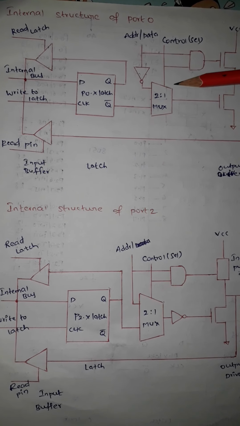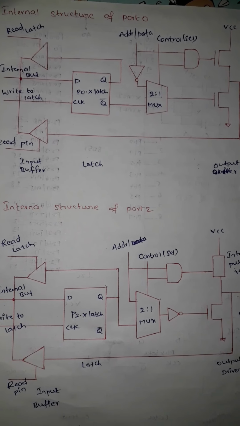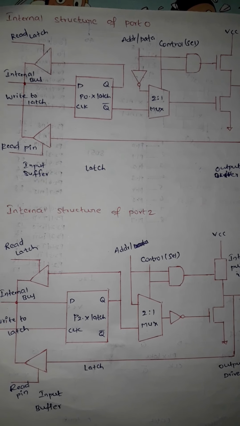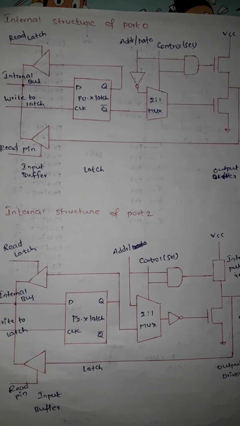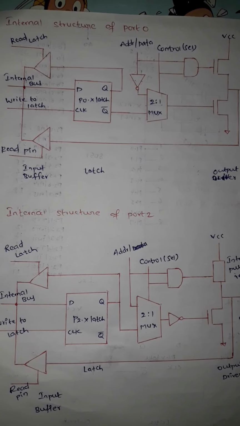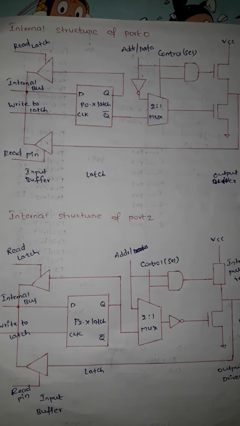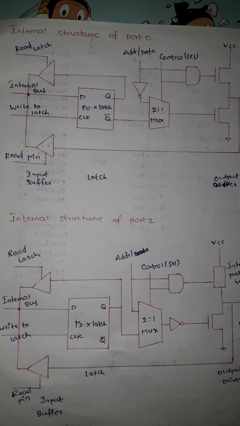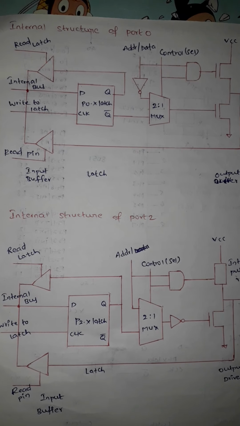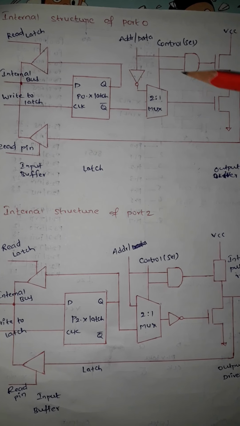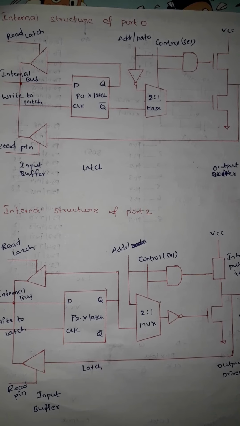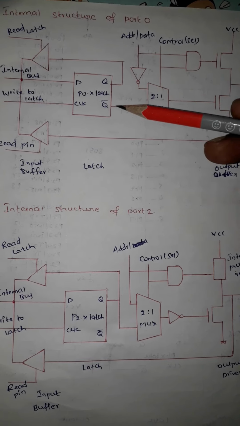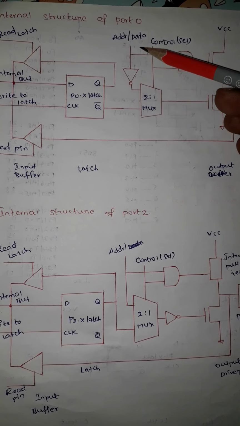So we are using a 2x1 multiplexer to select one of the functions, whereas in port 1 no such multiplexer is used, because port 1 has only one operation, that is IO operation. But port 0 has two different operations or functions. The remaining operation is very similar to port 1 that we have seen just now. So by using the 2:1 multiplexer, you can select the port pin operation, or you can select the address data operation.